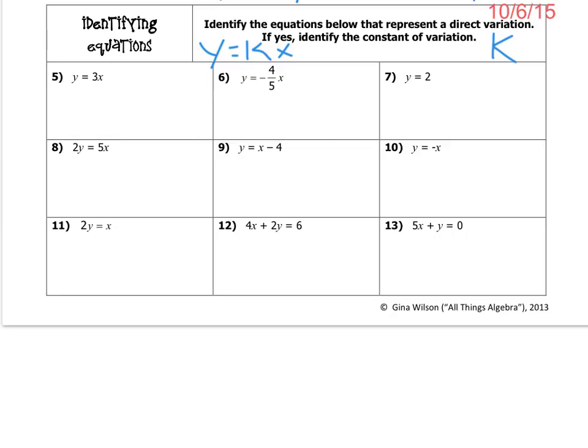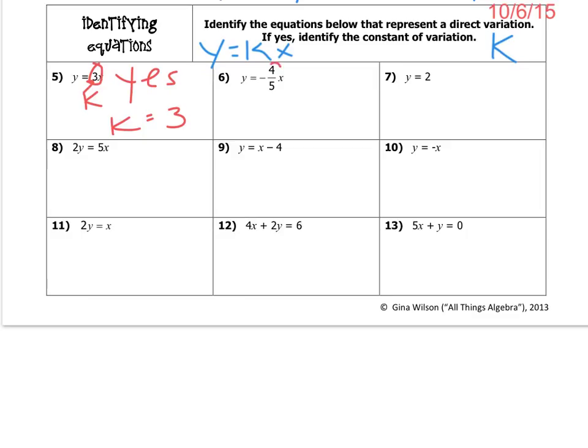So on this one, right here, that's my k. The 3 is my k, so therefore this is a yes, because I don't have plus 3 or plus 5 at the end. It's not y equals 3x plus 2, just y equals 3x, which means that x is being multiplied by 3 every single time, and that's going to change the y. So this is your k. Okay, so k equals 3.